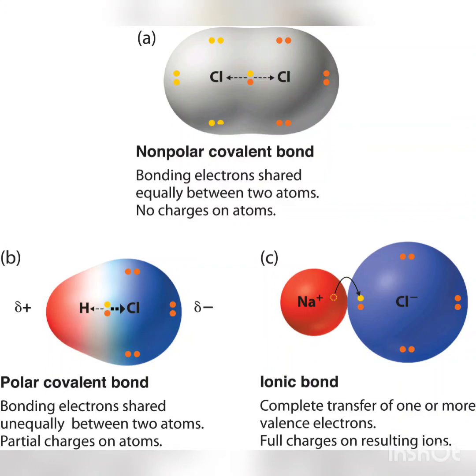Polar covalent bond, where we see examples like HCl or water, where one atom is of a different electronegativity value than the other. One has to have more electron affinity or more electronegativity, and that is why the electrons are slightly pulled towards that. So that is a polar covalent bond. And we have the ionic bond, in which complete transfer of electrons takes place.